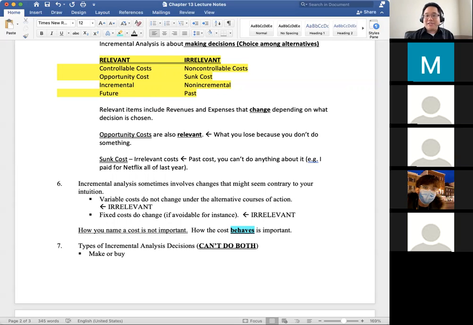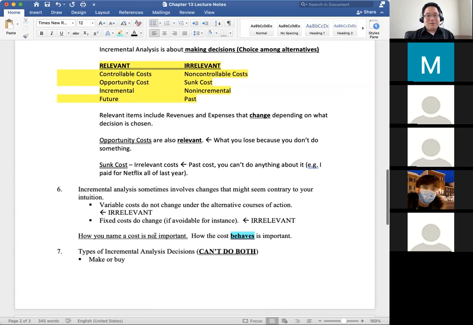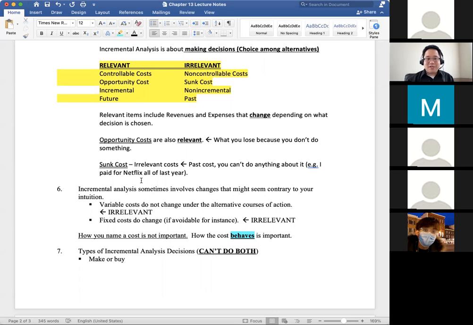Okay, yeah, from tax, if you can avoid tax, then tax all of a sudden may become relevant if you can avoid it, right? Okay, does this make sense for everybody? Relevant and irrelevant. Only worry about things that you can change. Madison, you have a question.